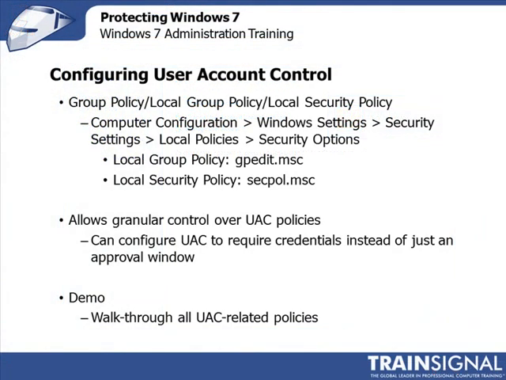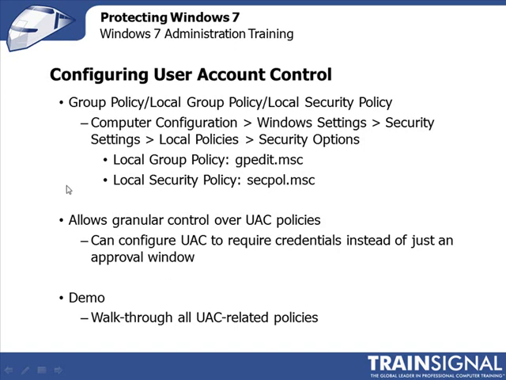There are a number of policies that you can set with regard to user account control in Windows 7. You can set these via group policy at the domain level, or you can set them via local group policy or local security policy locally on a machine. The policies are available at Computer Configuration, Windows Settings, Security Settings, Local Policies, Security Options. I'll show you how to configure these in the local group policy editor on Windows 7 using the gpedit.msc tool. And I'll show you the local security policy tool as well.